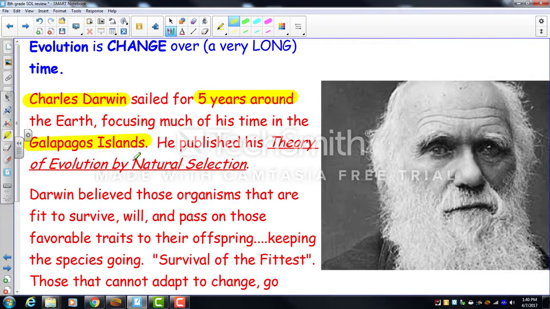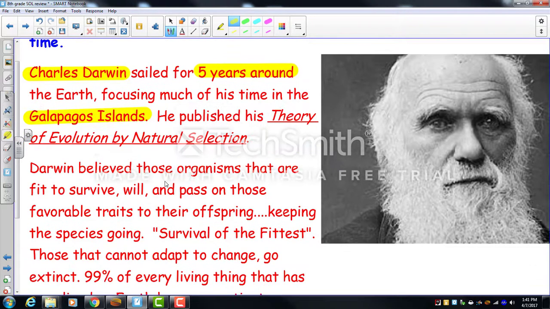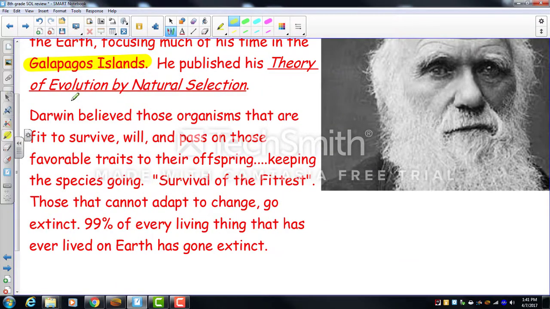So after his five-year journey, taking copious notes and drawing lots of pictures about everything that he explored as he traveled, he went back to England and began developing his theory of evolution by natural selection, which wasn't published for many years later. His main theory is that he believed that organisms that are fit to survive will survive, and then they will pass on those favorable traits to their offspring.